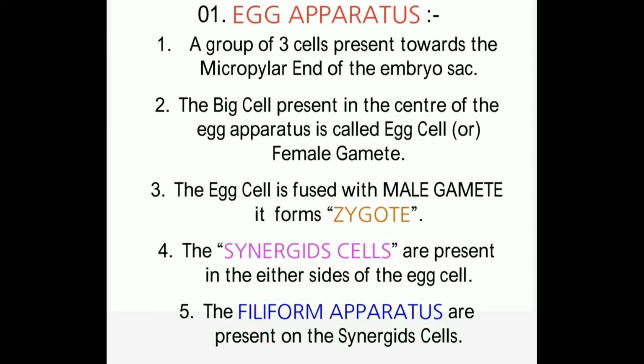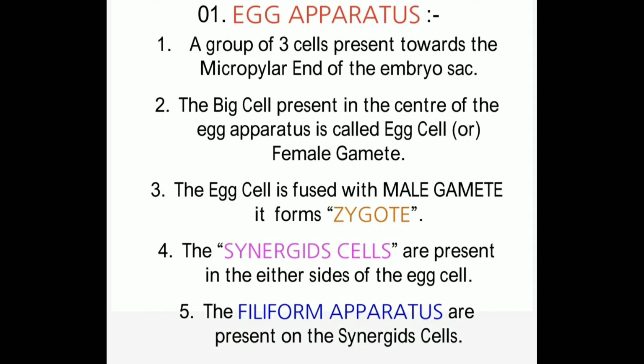The first part is the egg apparatus, a group of three cells towards the micropylar end of the embryo sac. A big cell is present in the center of the egg apparatus, that is the egg cell, or female gamete. The egg cell is fused with one male gamete at the time of fertilization. The egg cell fused with the male gamete forms the zygote, and then the zygote develops into an embryo.